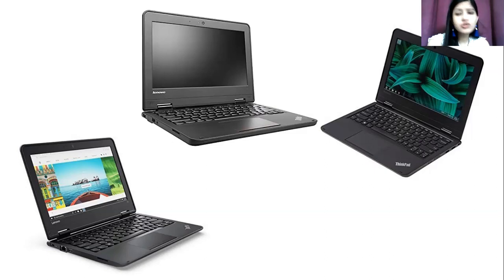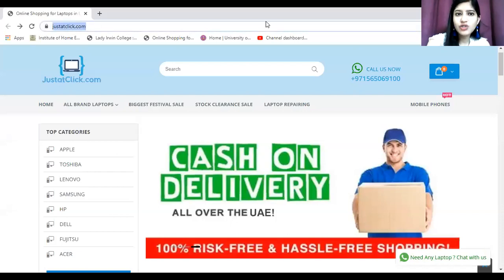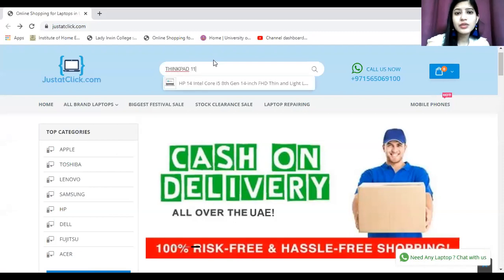Since it's an old model, let us see the pricing also, because these kinds of models are available in the market with different pricing. Talking about the pricing, this is a site, justatclick.com, which helps you to know your favorite gadgets. This site offers you the best pricing for your favorite gadgets at a pocketable rate. That's a really amazing thing about this website. Apart from that, this search icon helps you to search your favorite gadgets in a very limited range.